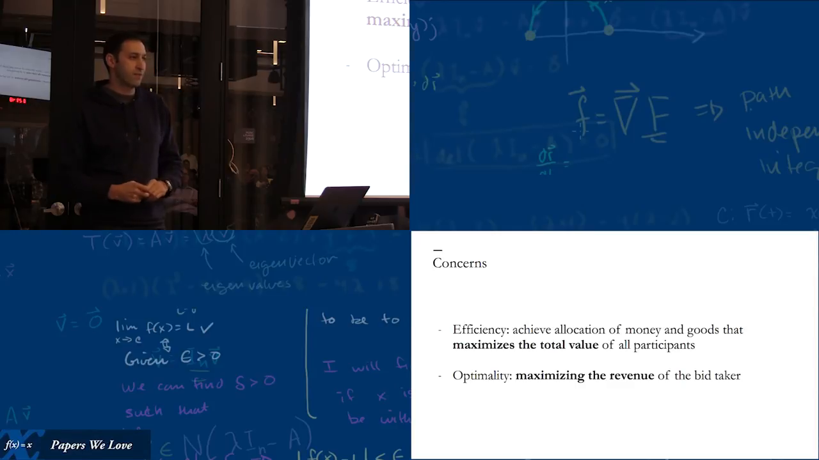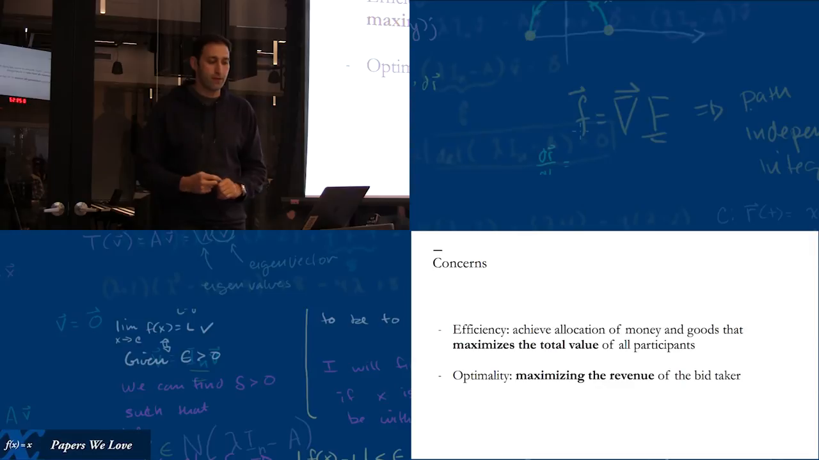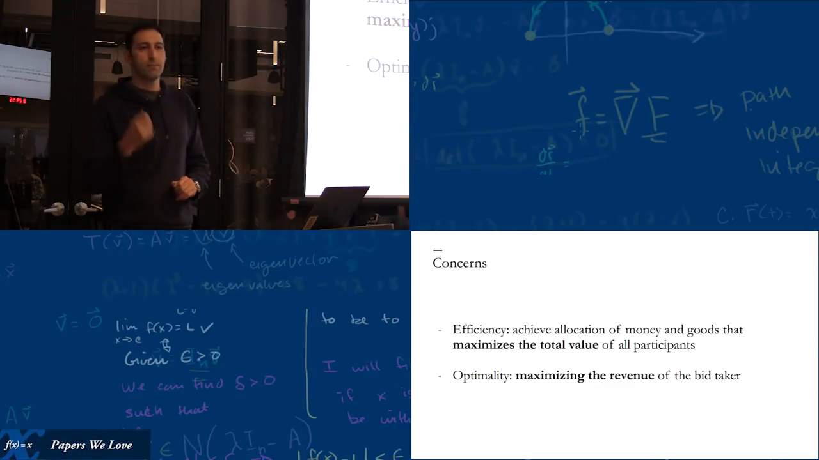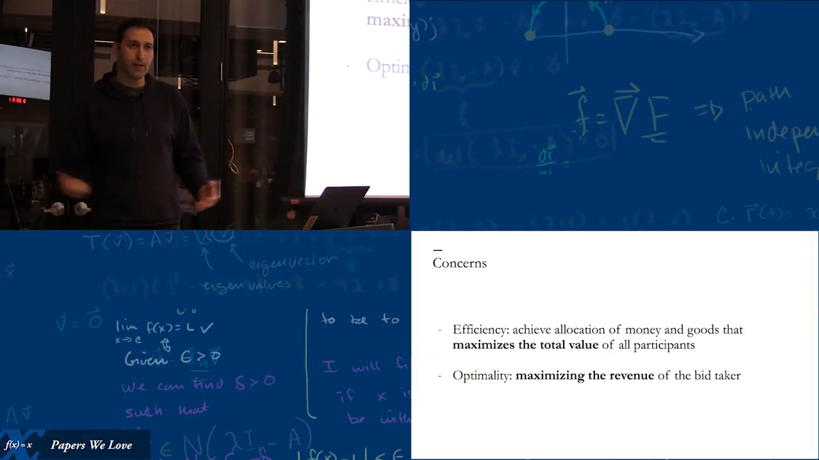The first one is called efficiency of an auction, and the idea is that we can achieve the allocation of money and goods that maximizes the total value for everybody. So everybody is happy, and that's a typical auction.